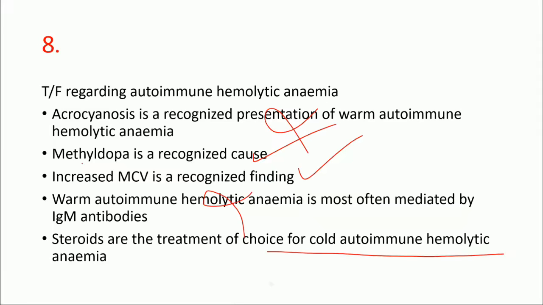So when you have a transfusion mismatch hemolysis, it's called alloimmune, not autoimmune. Called alloimmune hemolysis.